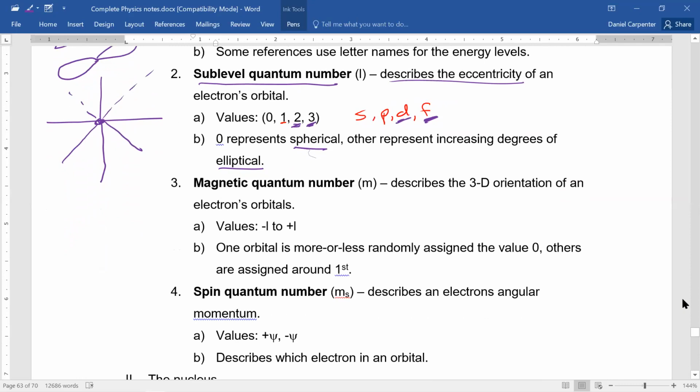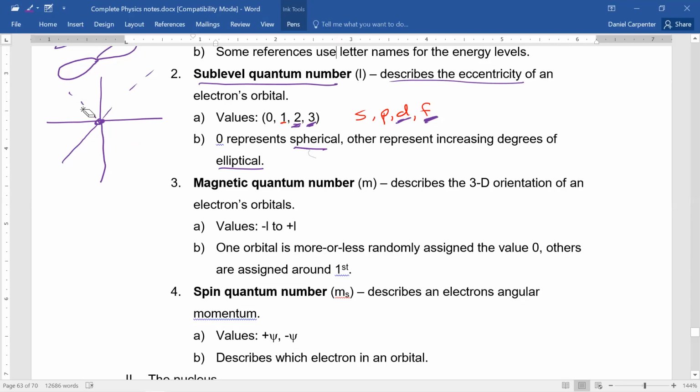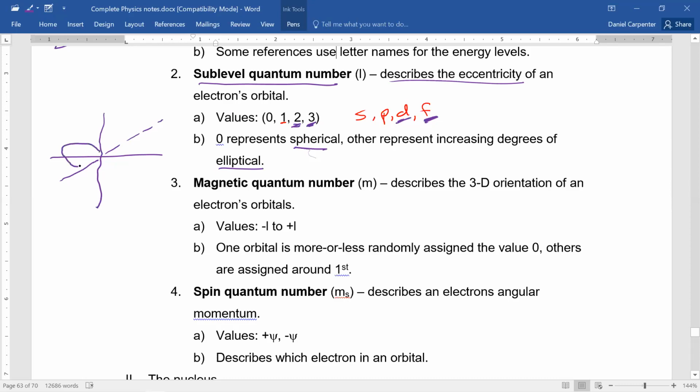Now, the magnetic quantum number is not used very much at lower levels of chemistry. It just describes the 3-dimensional orientation of an electron's orbitals. In other words, if we can go back to a simpler version of our picture here, we'll go to the simple one, the P, which is just XYZ. So we have one orbital here, and I'm doing a crappy job of drawing them, and another orbital here, and another orbital here, and the magnetic quantum number just tells which one.